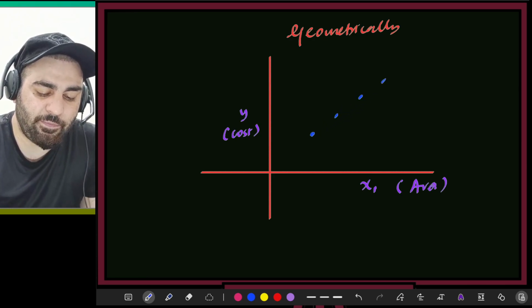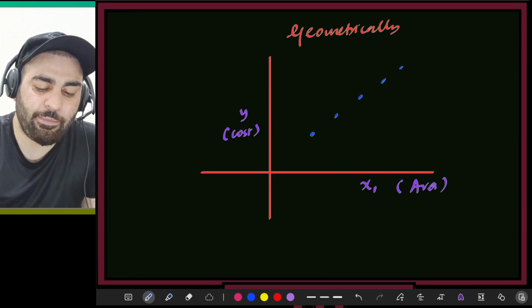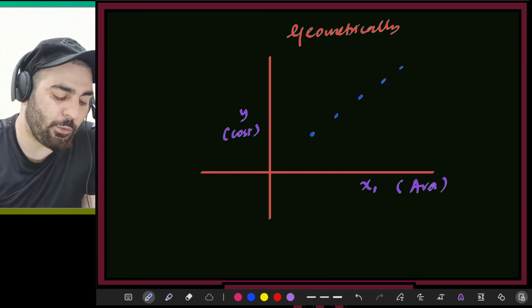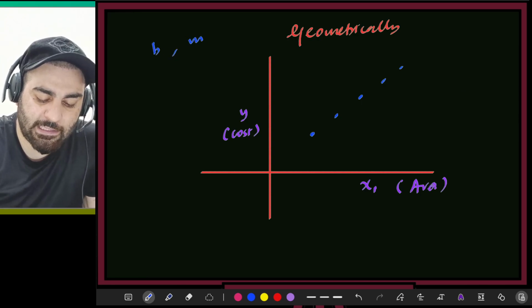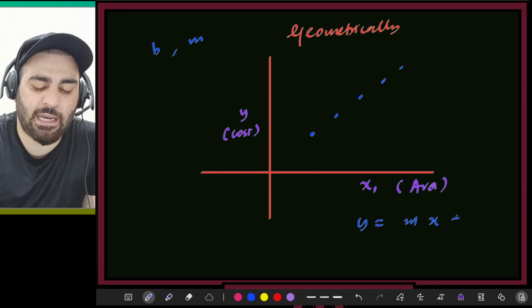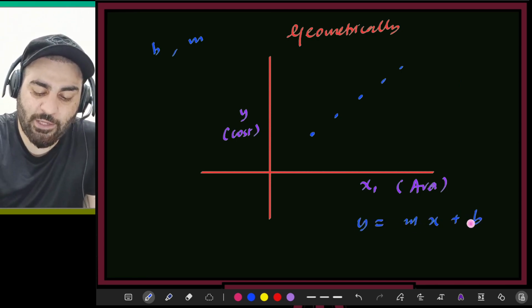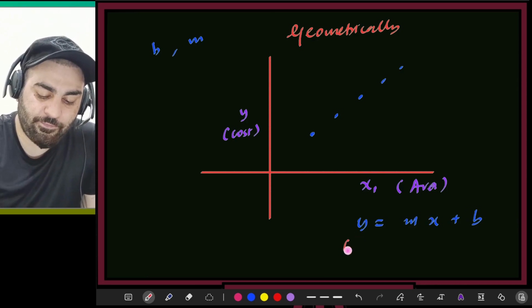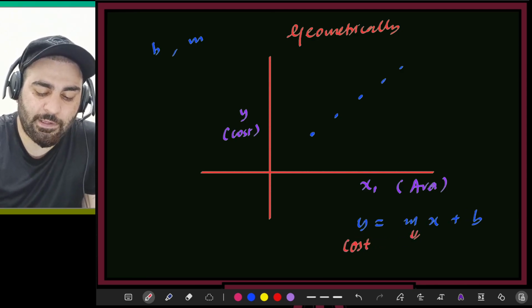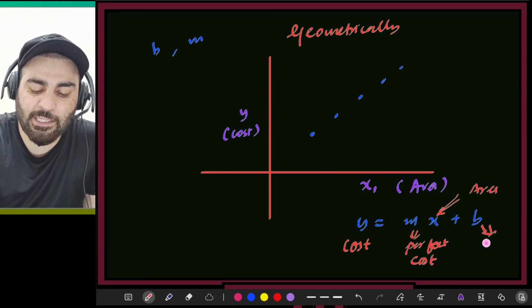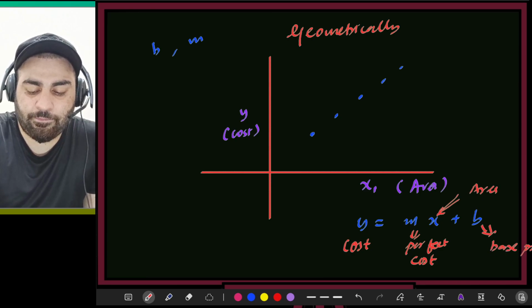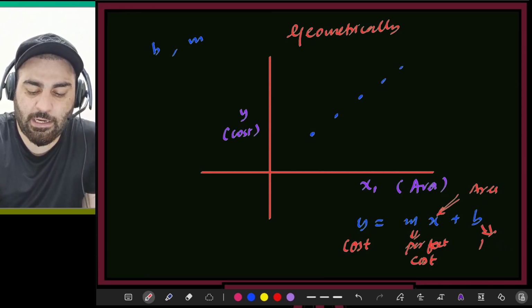So here this is the area of the house, and here this is the cost. Now if I give you some data points over here, the data will lie something like this. If it's perfectly linear, then when you are finding the values for b and m, you are basically finding this line y is equal to mx plus b. This y was my cost, and this m was my per square feet cost. This x was my area, and this b was my base price.